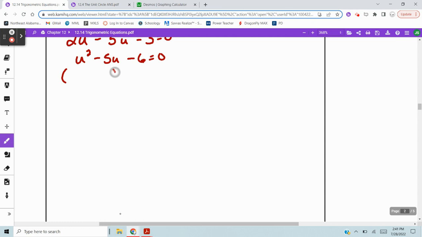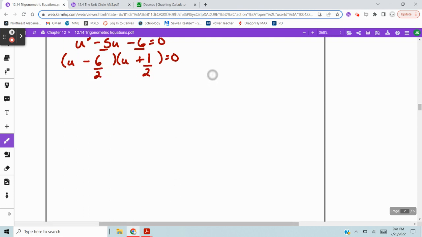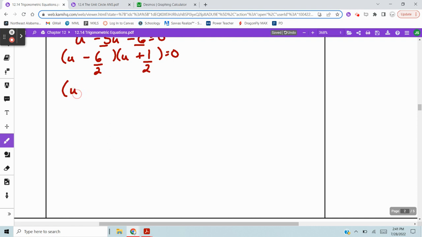Two sets of parentheses. Put your u's first. Adds to give me negative 5, multiplies to give me negative 6 would be a negative 6 and a positive 1. Ask yourself what you moved. It was a 2, so let's divide by the 2. That would give me u minus 3 is equal to 0. And the second one, I'm just skipping a step here. That'd be 2u plus 1. And I'm going to set it equal to 0 as well.